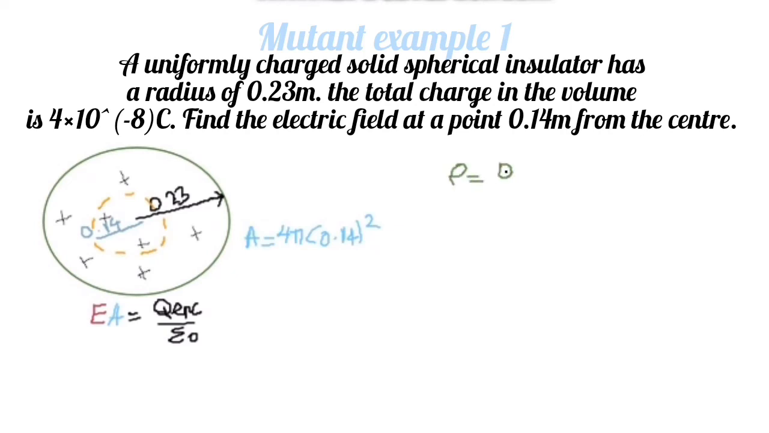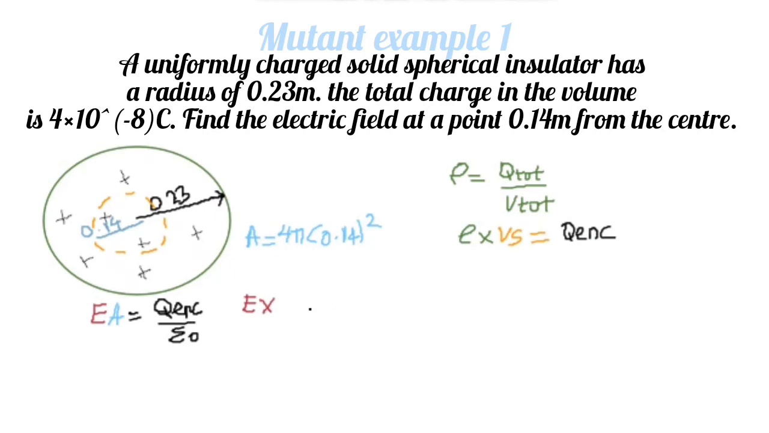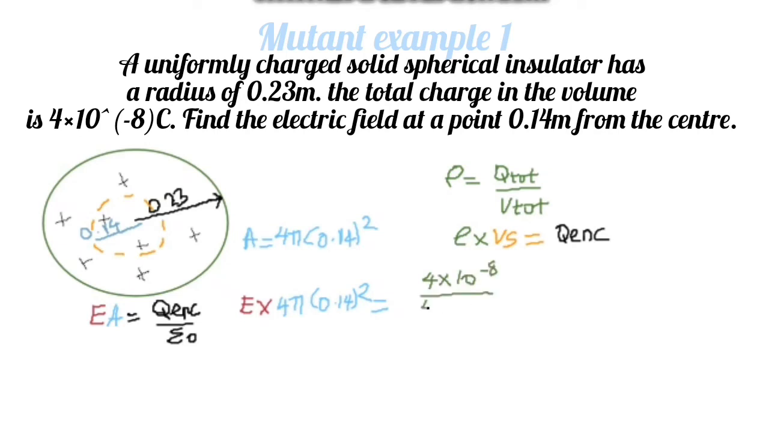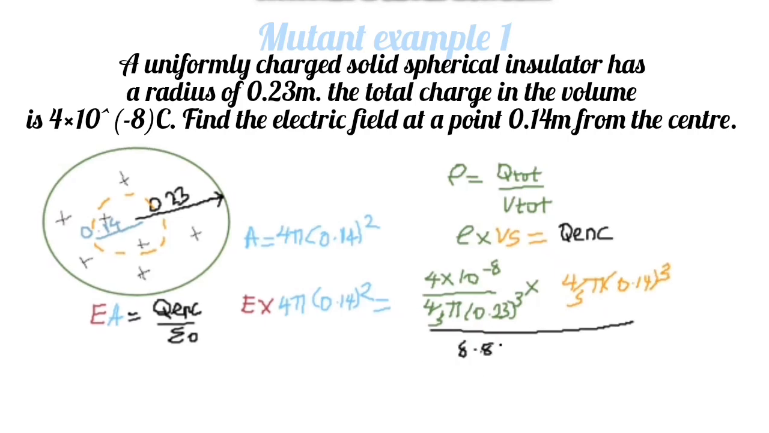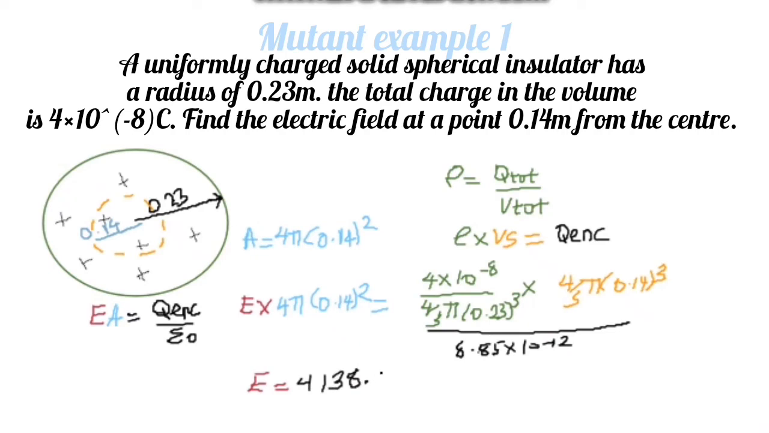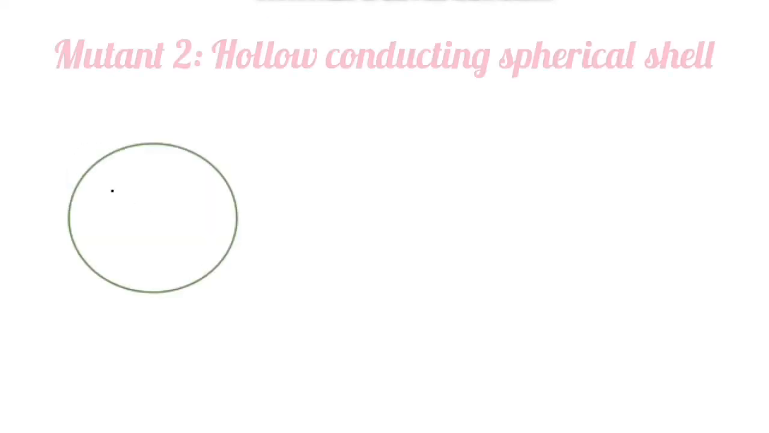We have to find the volume charge density. Volume charge density is the total charge over the total volume of charge. If we multiply the volume charge density by the volume of our Gaussian surface, we'll get the charge enclosed by the Gaussian surface. So E times 4 pi 0.14 squared is equal to 4 times 10 raised to the power minus 8 over 4 over 3 pi 0.23 cubed, that's the volume charge density, times 4 over 3 pi 0.14 cubed, that's the volume of the Gaussian surface, all over epsilon naught. You can go ahead and solve it and you get 4138.6 Newton per coulomb.